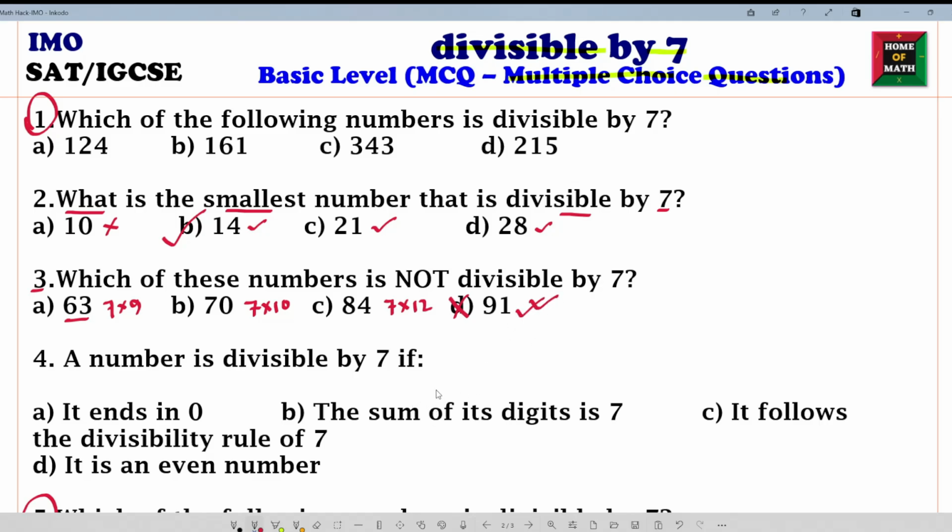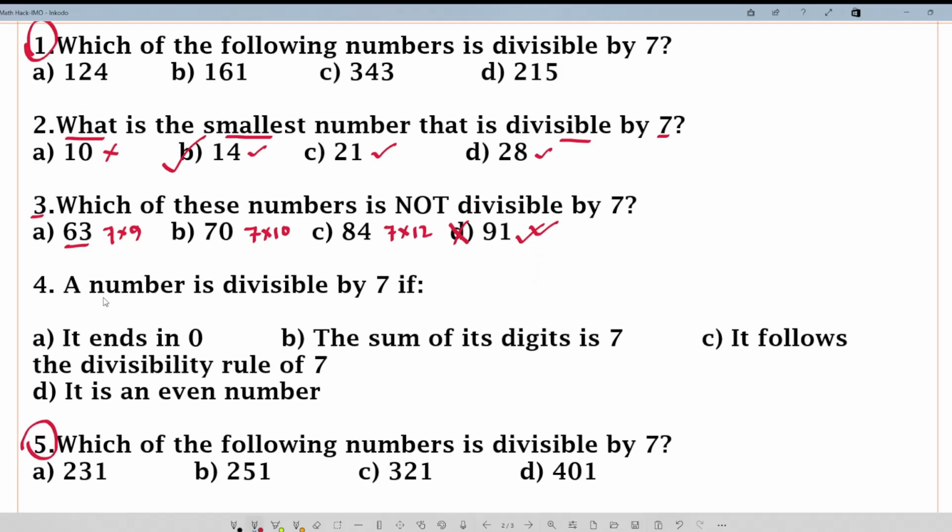Okay, now number 4. A number is divisible by 7 if, look, it ends in 0? It doesn't matter. Look, here 70 can be divided by 7, 84 also can be divided by 7, and also 63 can be divided by 7. So if it ends in 7, it's not a main rule, so we cannot take this one.